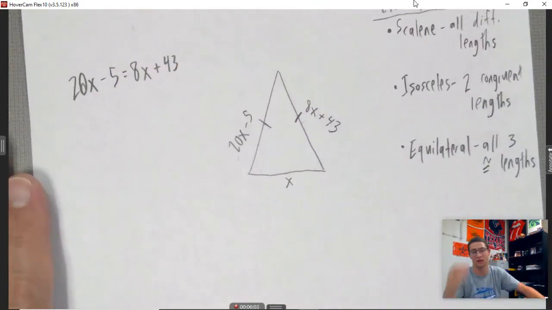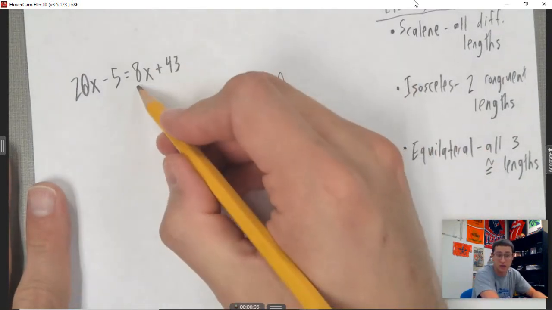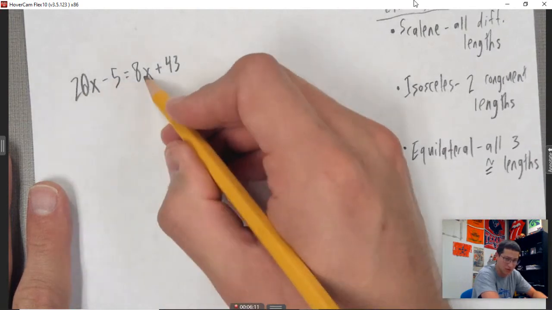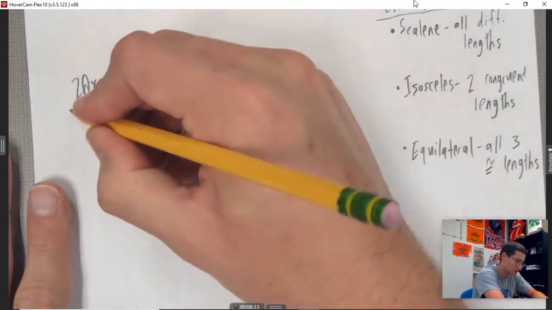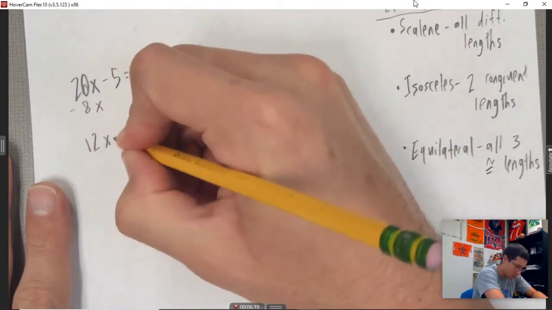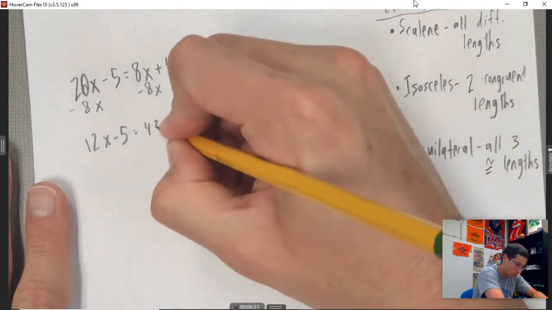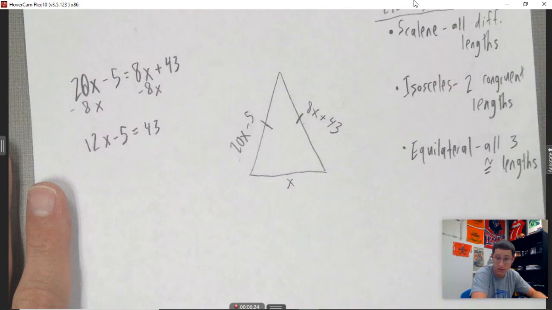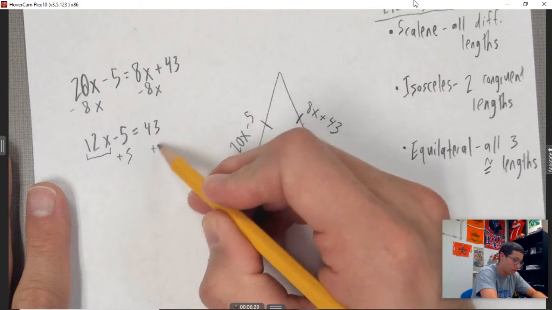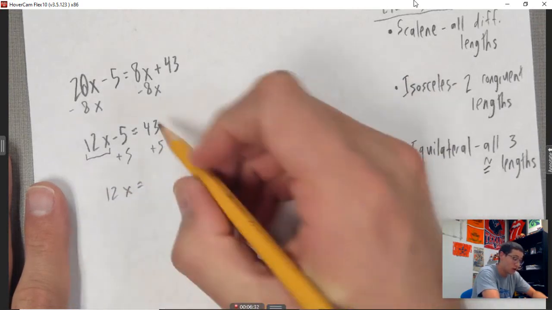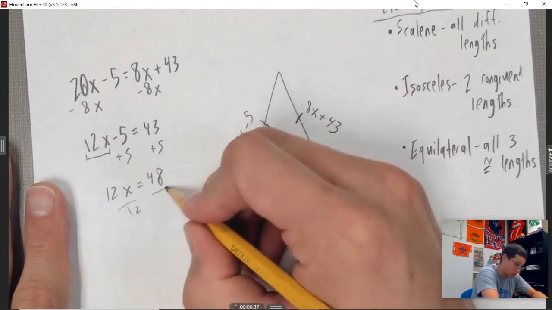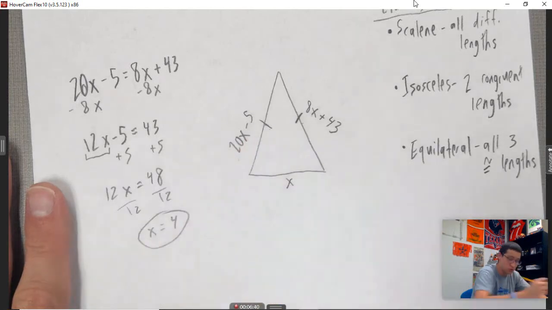So you've got your classic algebra problem. I like to start off with my x's first, so I'm going to get rid of this 8x, only because this 8x is less than the 20x. So I've got a minus 8x, minus 8x. So over here I've got 12x minus 5 is equal to 43. Now I want to get this by itself, so I'll add 5, and I've got 12x is equal to 48. Last step, divide by 12. So we got x is equal to 4.